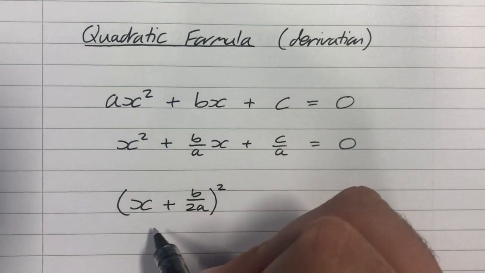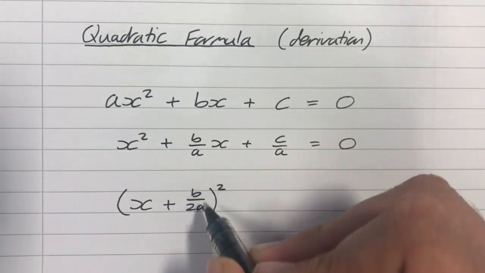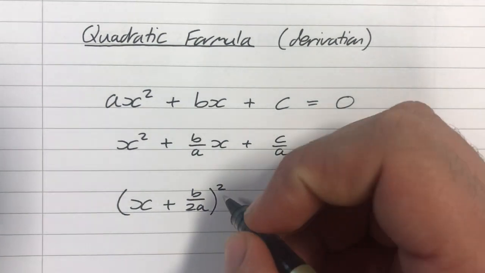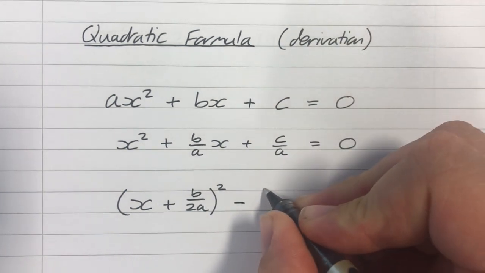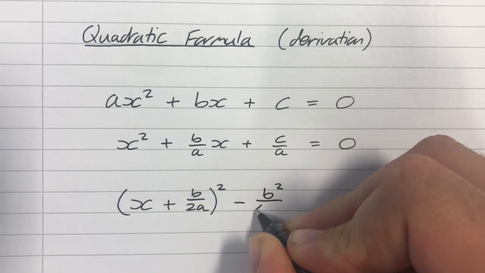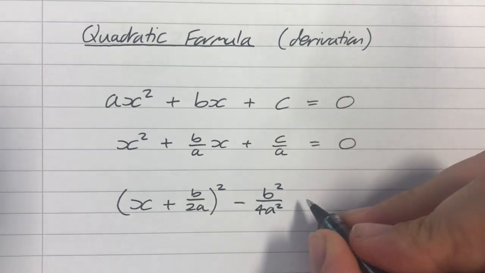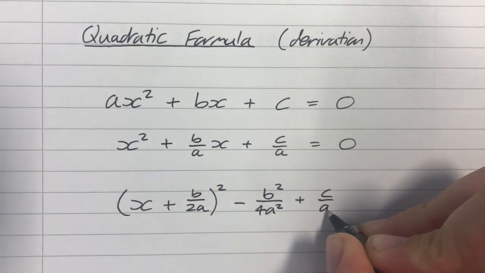So when I multiply out this bracket, I'll get the x squared, and I'll get the b on a x. Unfortunately, I'll also get a b squared on 4a squared, which I don't want, so I need to subtract the b squared on 4a squared. And I've still got the plus c on a over there kicking around.